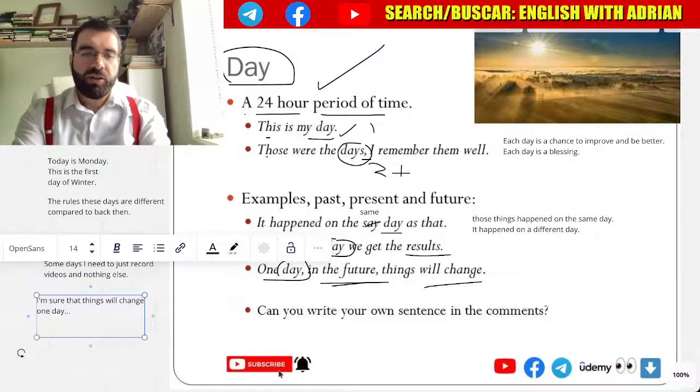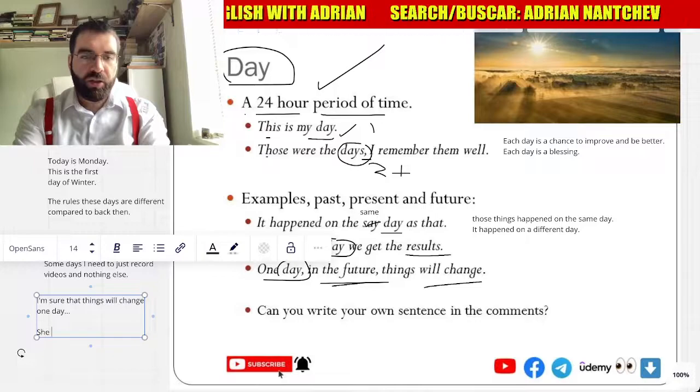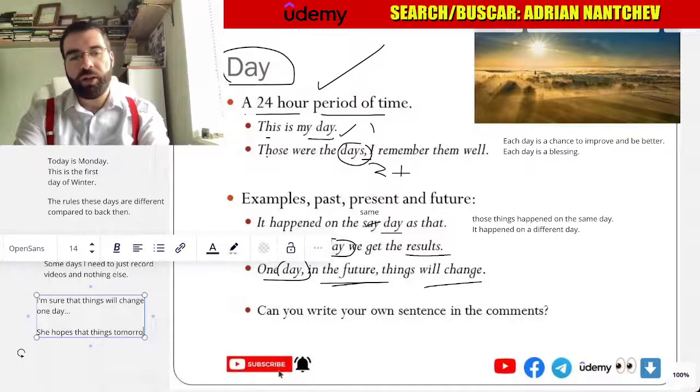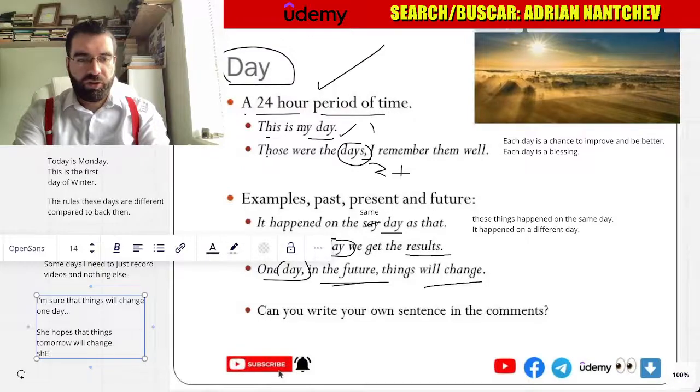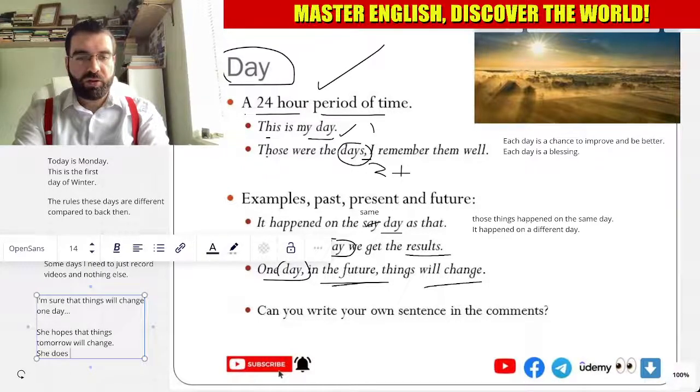She hopes that things tomorrow, well, I think tomorrow will change. She does not like things as they are today, on this day.